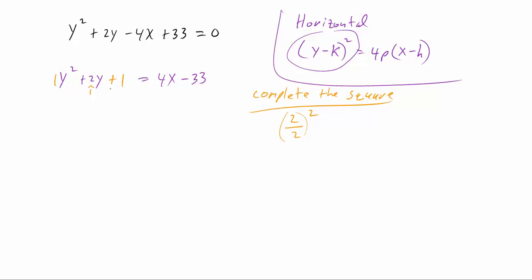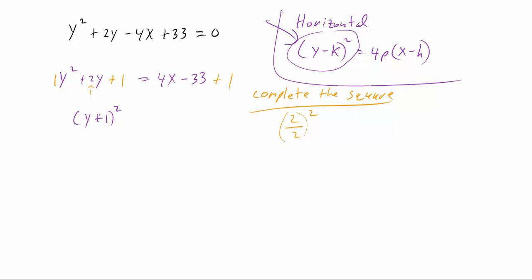Now, if we add 1 to the left side of the equation, we have to add 1 to the right side of the equation. And by making this y squared plus 2y plus 1, we now have made this a perfect square so that we can factor this to, if you want to think of it this way, y times y, 1 times 1, so it's y plus 1, which means we could simply write this as y plus 1 squared. And that's here to match up this y minus k squared.